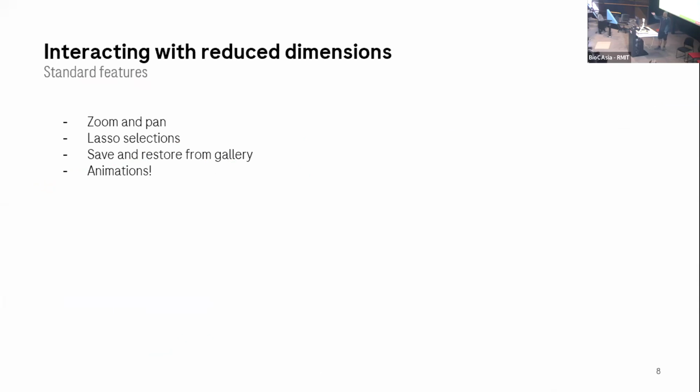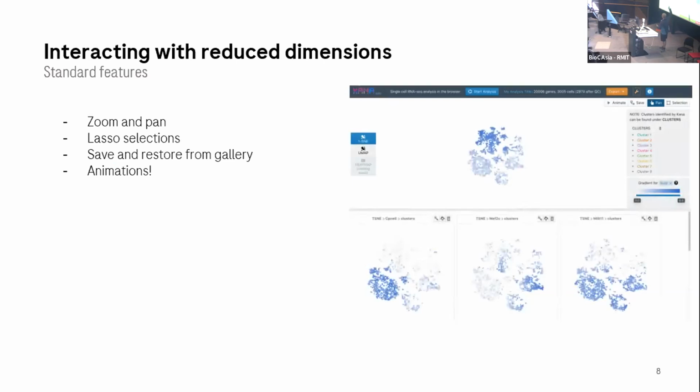As for the main panel with our reduced dimensions, we have all the standard features. So you can zoom and pan, you can make lasso selections. I'll talk a bit more about that in a moment. Another feature that we stole from an application called Cirrocumulus is the ability to save to a gallery. So you can save different views of your reduced dimensions that are colored by different things, like in this case colored by different marker genes, but you can also color by different covariates. So you can save them into this gallery section, so you can look at them simultaneously if you have a big enough screen. I have a curved monitor at home, so I do have a big enough screen.